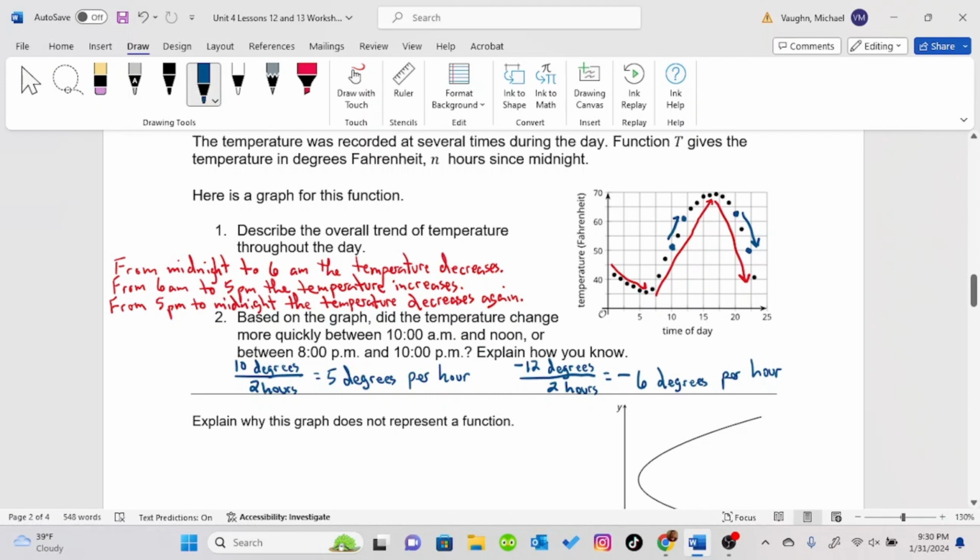That means it changed quicker between 8 p.m. and 10 p.m. because it changed 6 degrees per hour as opposed to 5 degrees per hour.